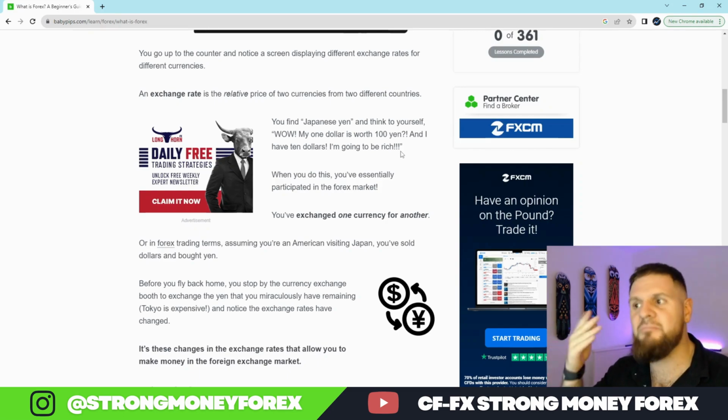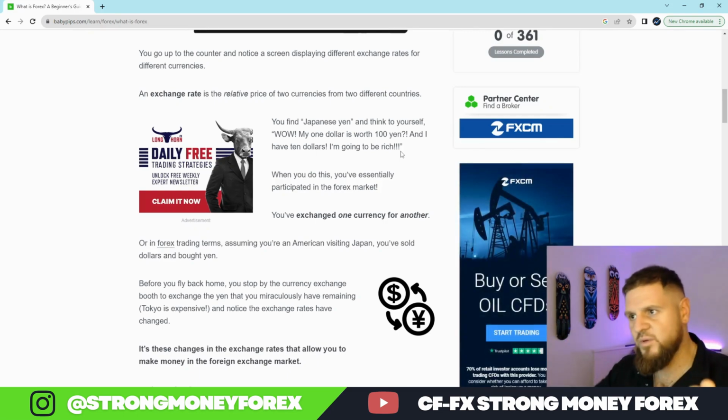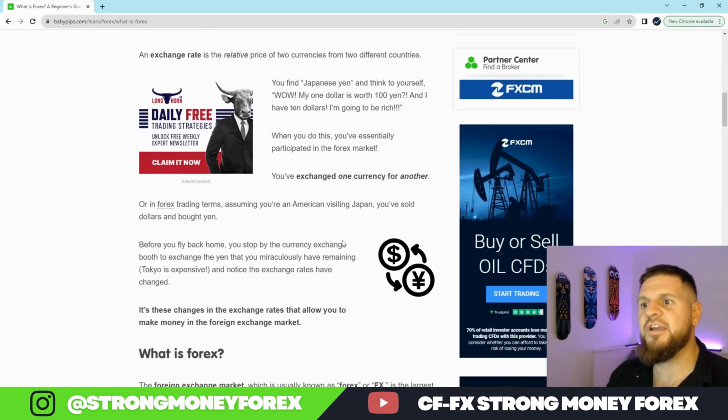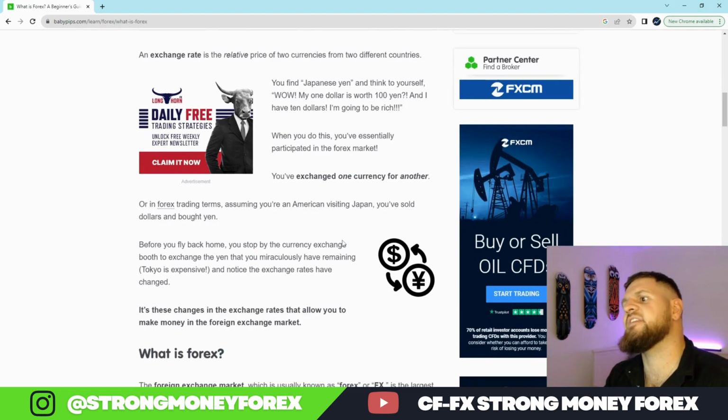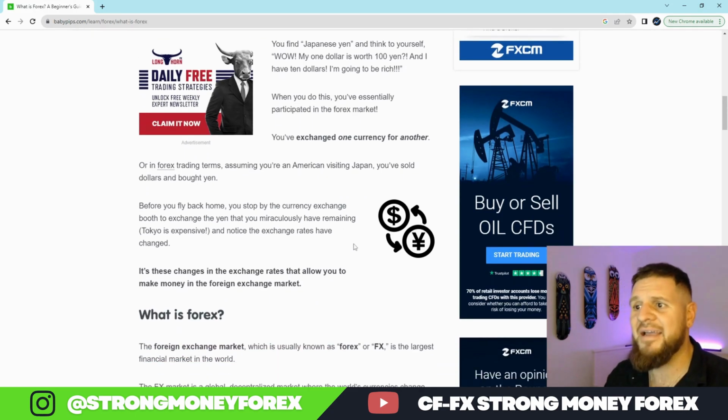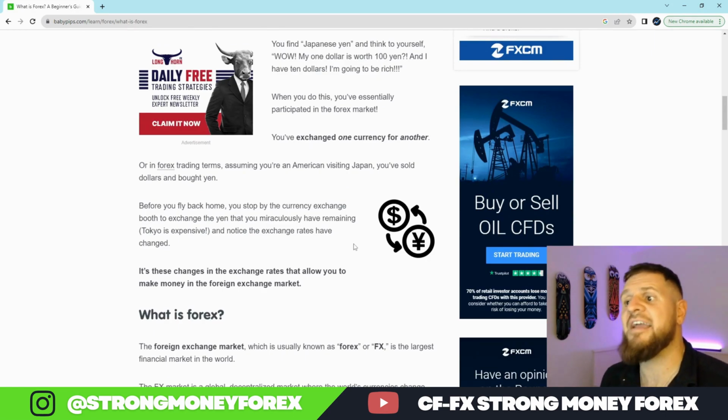100 yen is, numerically, more. $1 is worth 100 yen, but financially it's worth the same amount of money. So in Forex trading terms, assuming you're an American visiting Japan, you've sold dollars and you've bought yen. Before you fly back home, you stop by the currency exchange booth to exchange the yen that you miraculously have remaining, as Tokyo is expensive, and notice the exchange rates have changed.